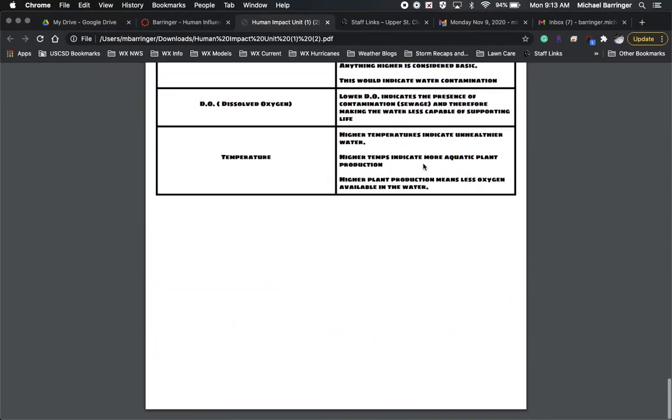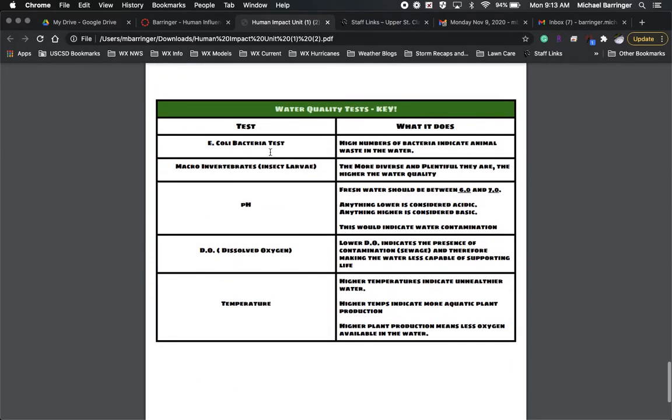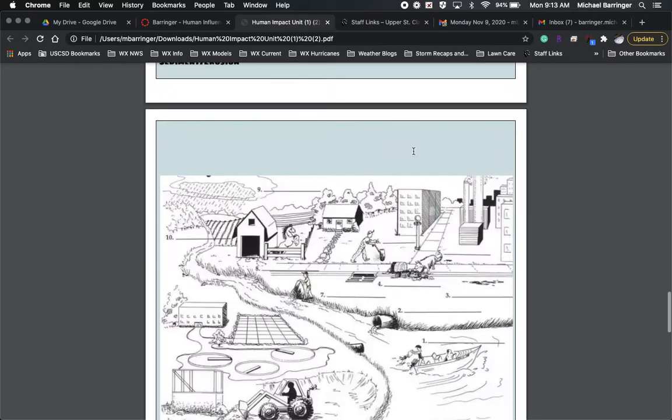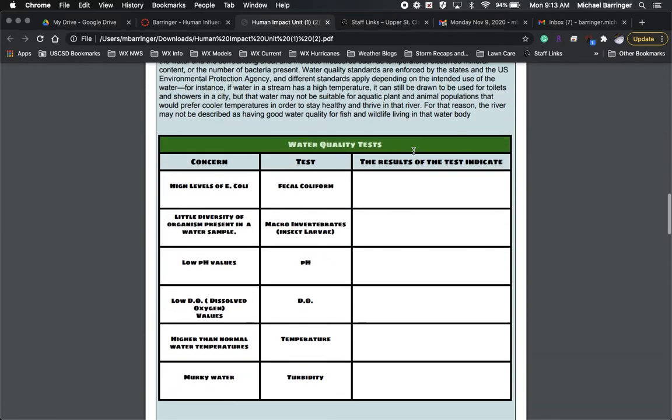The very last page on this document says, okay, E. coli bacteria test, high numbers of bacteria would indicate animal waste within the water. So if we go back up here, if we have high levels of E. coli in the fecal coliform test, that would indicate that we probably have animal waste within that water. Okay, so you're going to use this information, use the chart below to try to go ahead and fill that out.